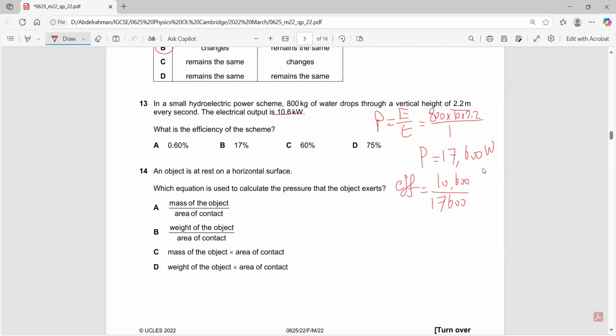10,600 divided by 17,600, which is 0.60 or 60%. It is 60% efficient. An object is at rest on a horizontal surface. Which equation is used to calculate the pressure that the object exerts? Force over area, right? Weight over area.